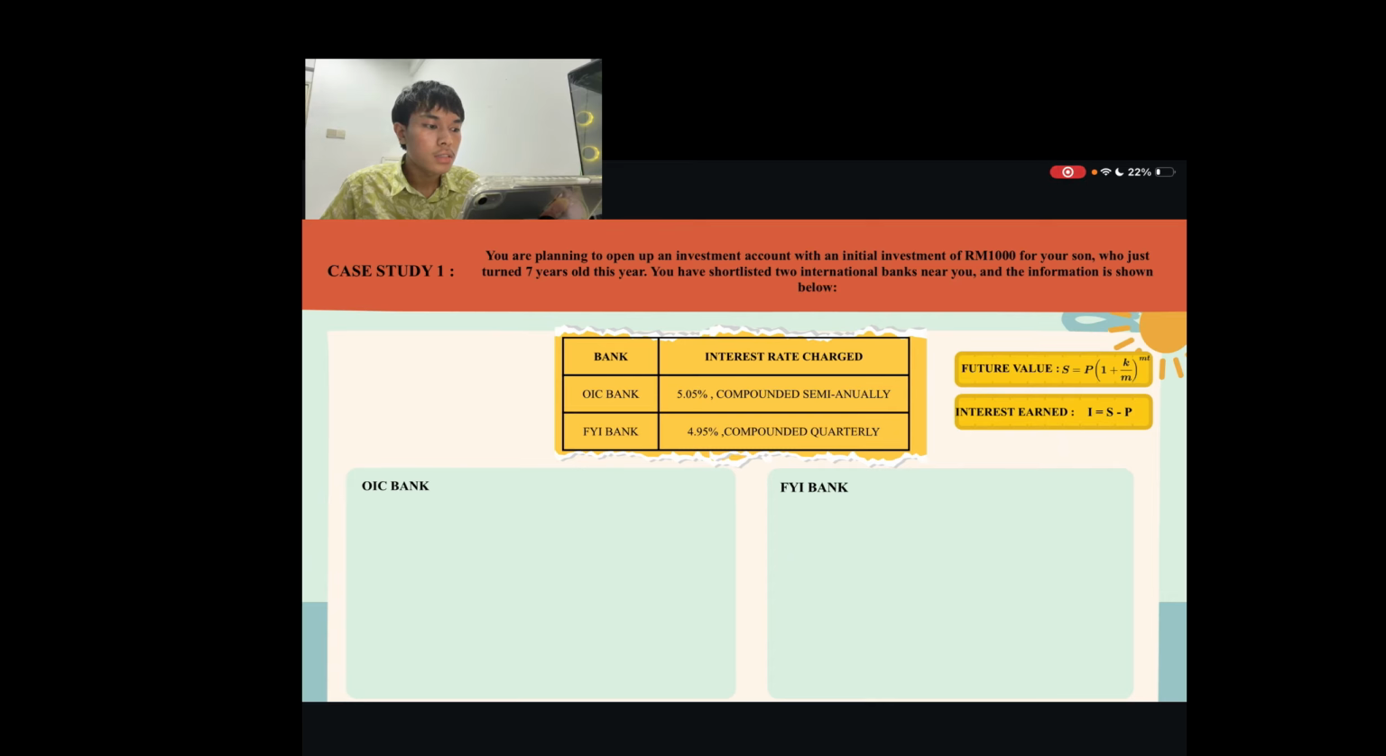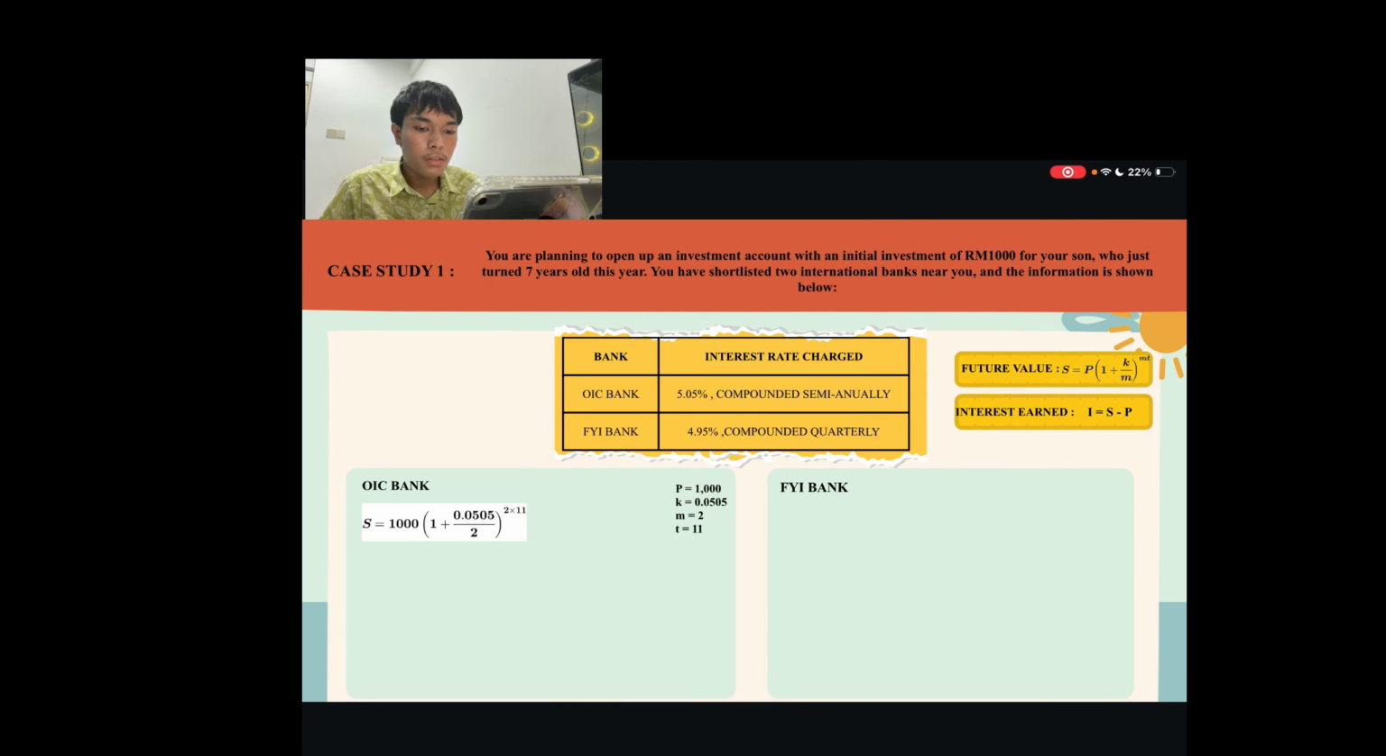For this question, we will be using two formulas, which is future value S equals P(1 + K/M)^(MT), and to calculate the interest earned, we will be using I equals S minus P. Let's calculate for OIC Bank first. These are all the values given. Our initial investment is 1,000 ringgit for both banks, our K rate is 0.0505, and our M is 2 because it is compounded semi-annually, and our T is 11 years.